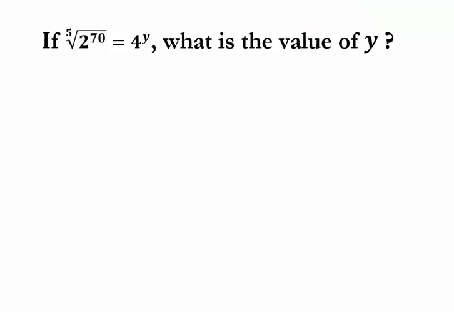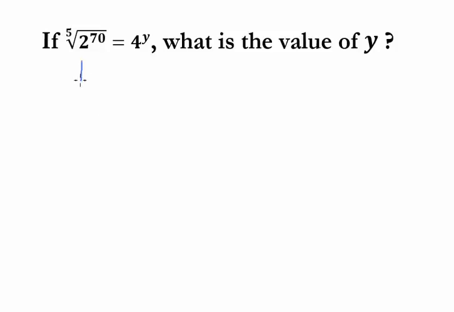So let's take a look at one more problem. Ooh, this looks complicated. If the 5th root of 2 to the 70th power is equal to 4 to the y power, what is the value of y? You do not want to guess and check here, because 2 to the 70th power, you're not going to be able to get it on your calculator, much less figure out what number multiplied by itself 5 times would give you 2 to the 70th power. It's just too much information going on here, okay? So we're going to take it step by step.